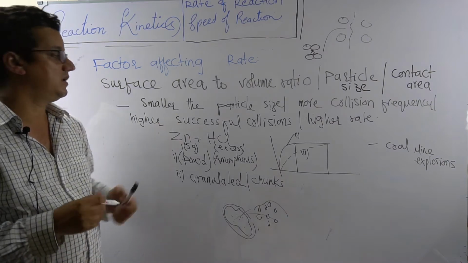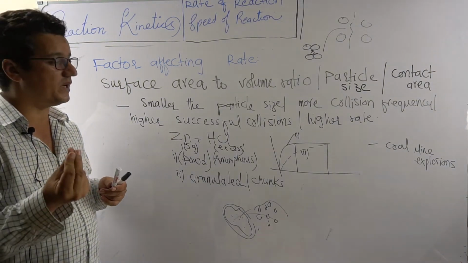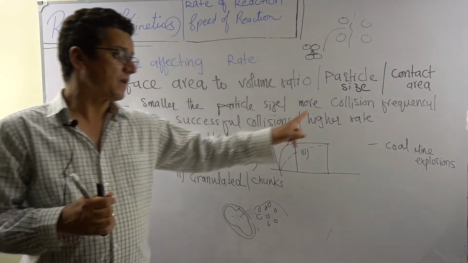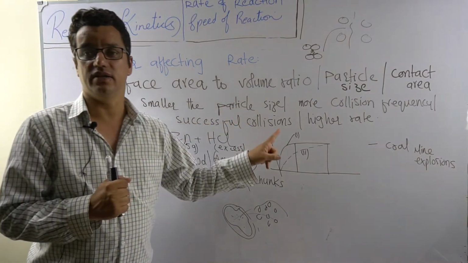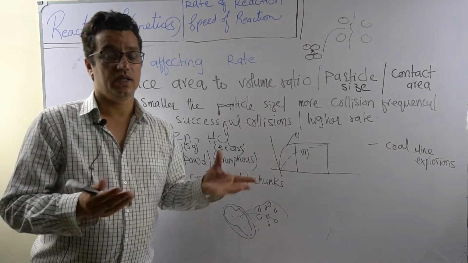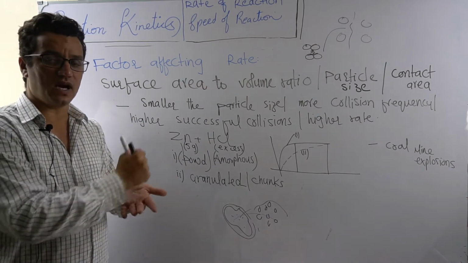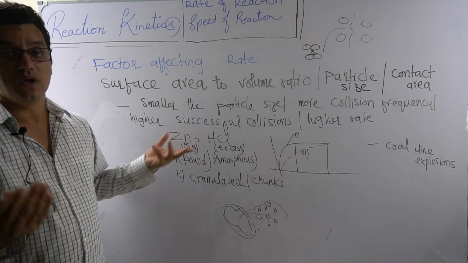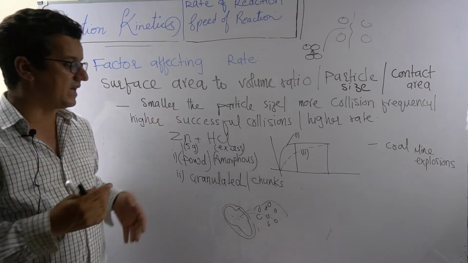Then you will write down this: the smaller the particle size, amorphous it is, more collision frequency, higher successful collisions and higher rate. Okay. That is why it is desired that you should have the mortar and pestle in the lab and you grind it down, if you want to see how the rate of reaction goes faster and how quickly the gas is evolved.